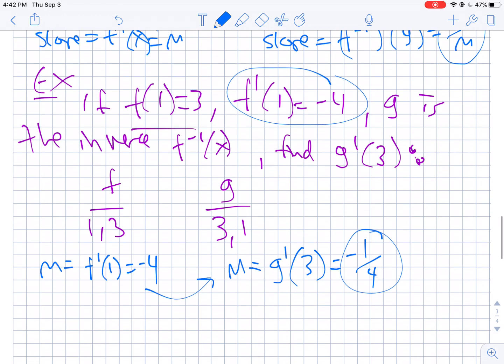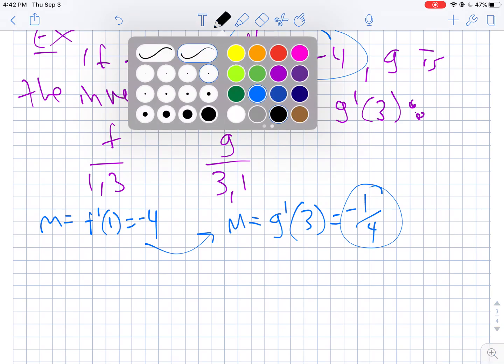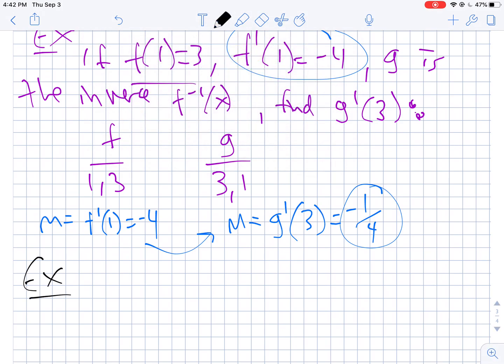All right, so let me give you a slightly different question here. So now I'm going to give you a point. I'm going to tell you (2, 5) is on the graph.